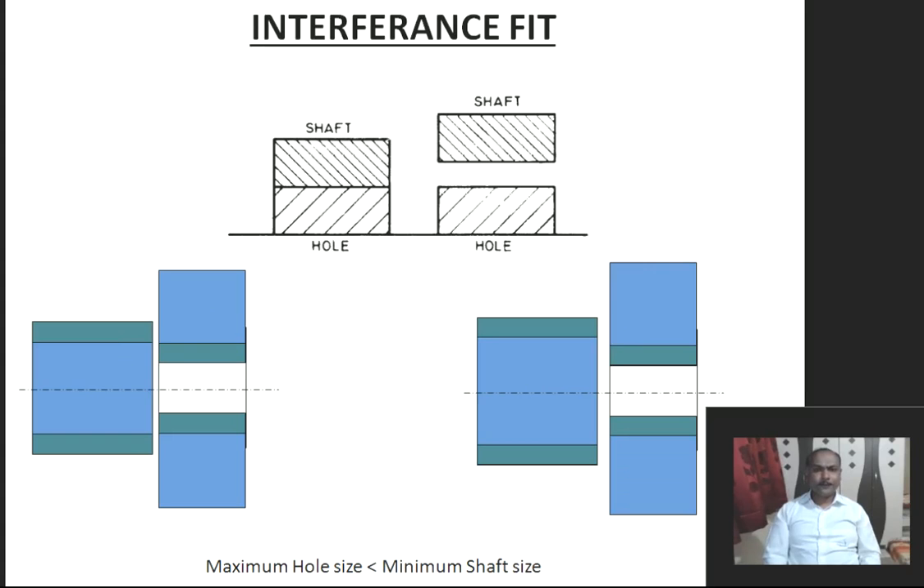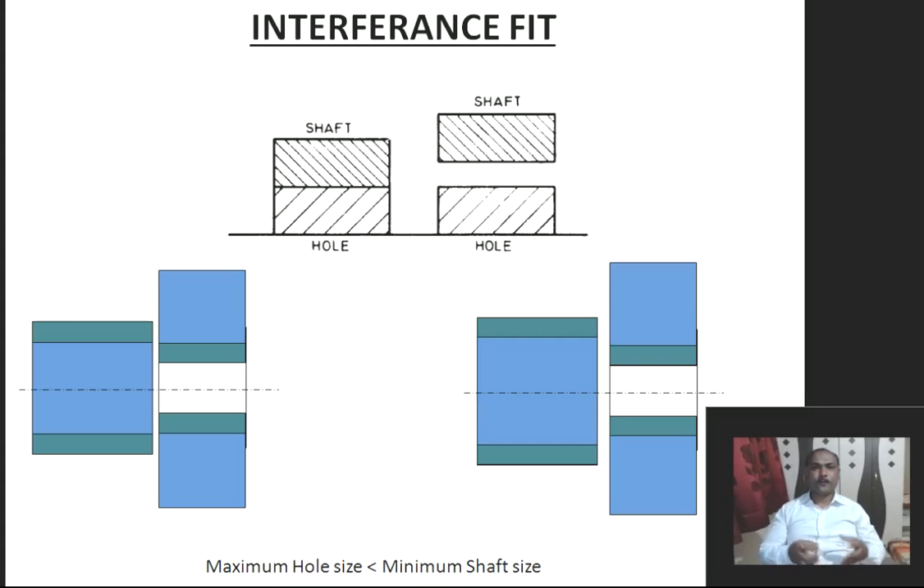In interference fit, the minimum size of the shaft is always bigger than the maximum size of a hole. So this shaft is always bigger than the hole, so we always get an interference fit. And the practical example for the interference fit is any push fit or press fit. So those types of fits are interference fits.